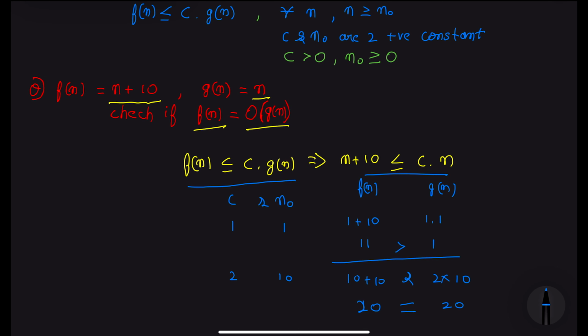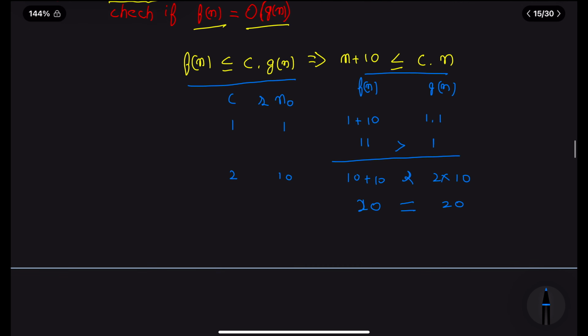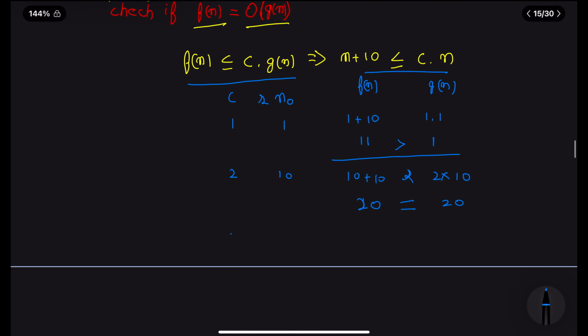So here we can say these two, f(n) and c into g(n), are now equal. Now if we increase the value of n naught and we keep c constant, we can see it will always satisfy the condition. So let's see. Let's keep the value of c as constant, which is 2, and n naught we can take 20. So here f(n) will become 20 plus 10 and c into g(n) will become 2 into 20. So f(n) is 30 and c into g(n) is 40.